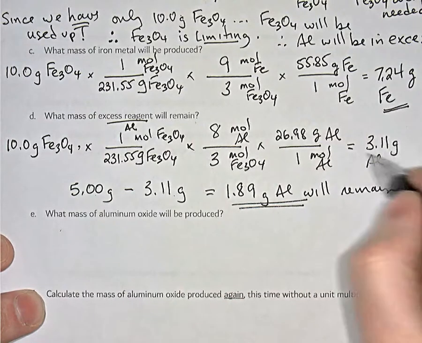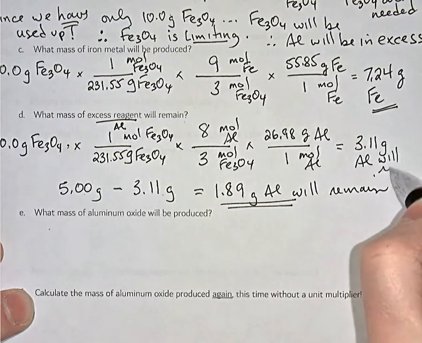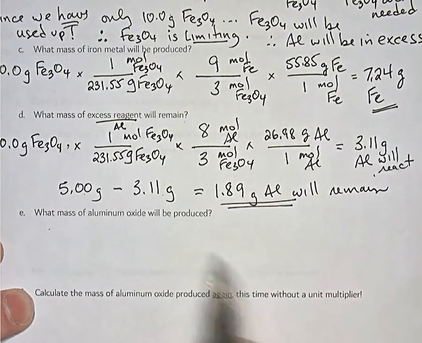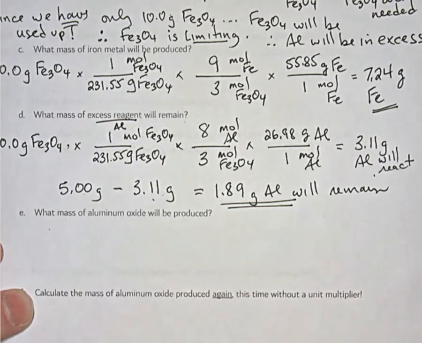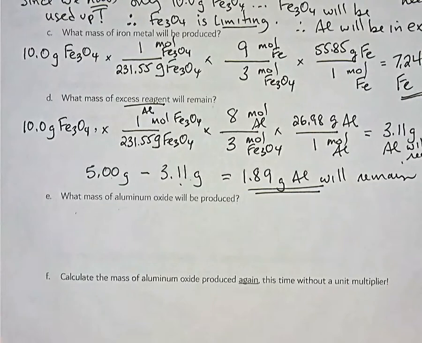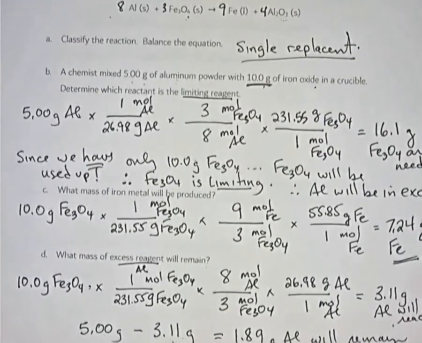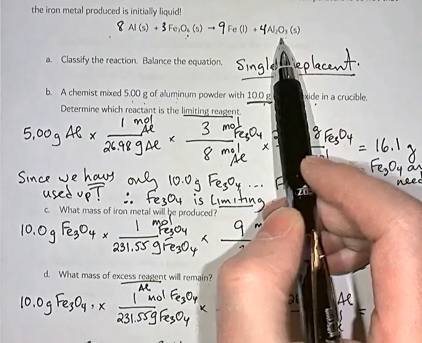Okay, so we found out that 3.11 grams of aluminum will react. And now by subtracting that from how much we started with, we get the mass that will remain. Part E: what mass of aluminum oxide would be produced? We look back at the balanced equation. Aluminum oxide was the other product.